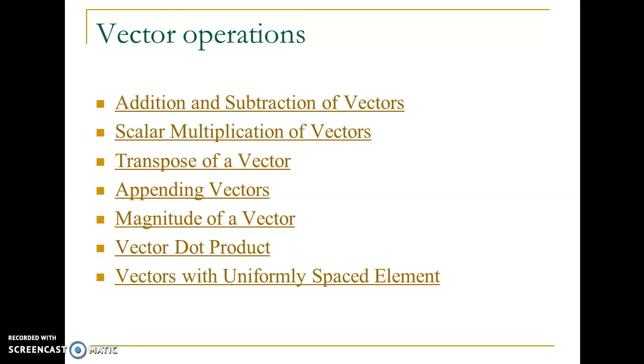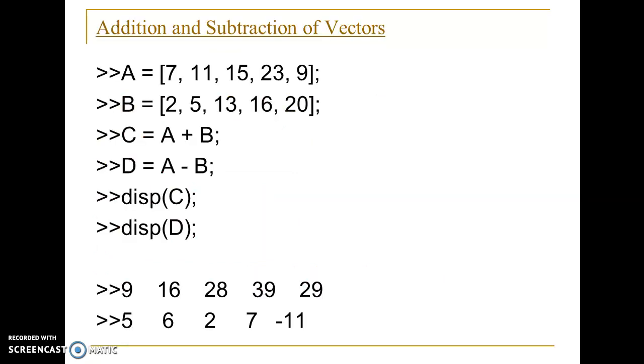Hello everyone. Let us continue with the vector operations like addition and subtraction. Now, addition and subtraction of vectors. We can add or subtract two vectors. Both the operand vectors must be of the same type and must have the same number of elements. Let us consider the example.